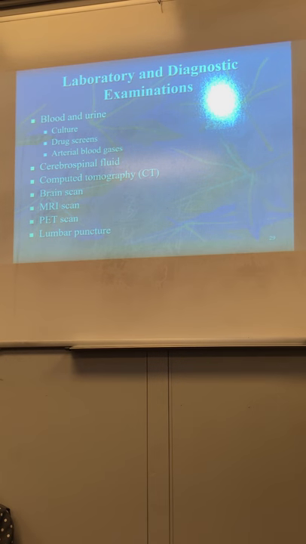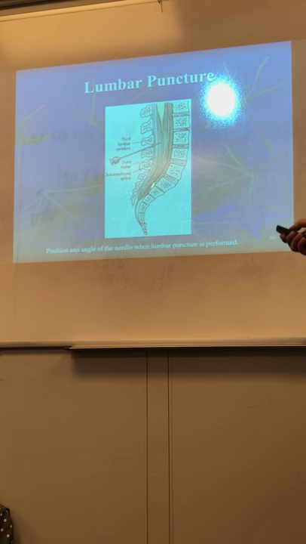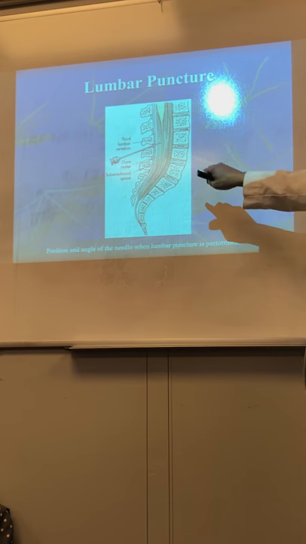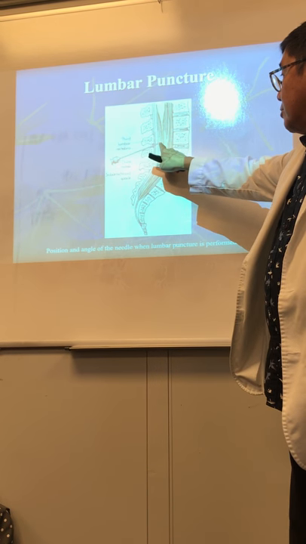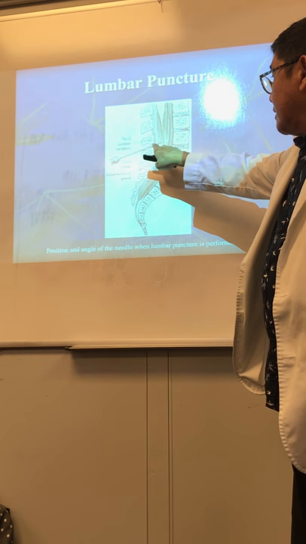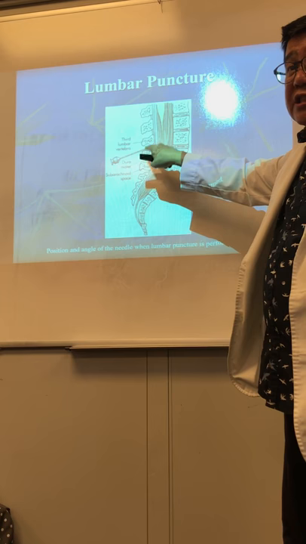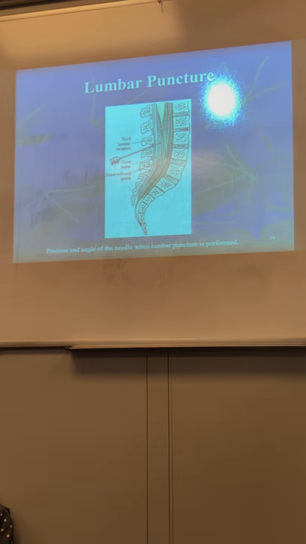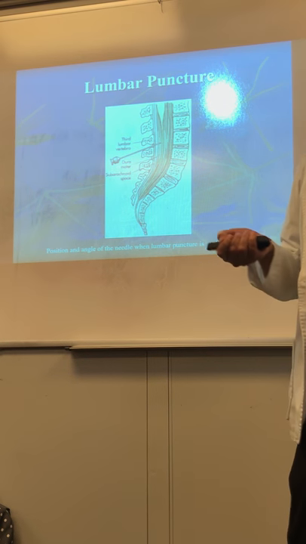Lumbar puncture is the test that will allow the doctor to obtain cerebrospinal fluid. Here you see the cauda equina, horse's tail, and your spinal cord really only goes up to about L1. So the safest way to put your needle into the subarachnoid space is below the third lumbar vertebra, the space between the third and fourth lumbar vertebra. That's the best place to do your lumbar tap.